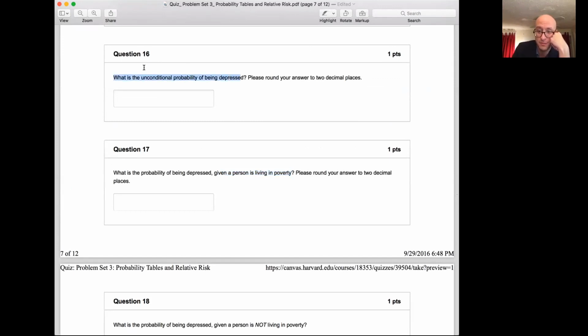This is how you're going to speed through the exam. On question 16, we just gave you that answer. We gave you the answer of the probability of being poor, which is about 0.26. So it's going to be 0.09, which is the joint probability of being depressed and poor, divided by the probability of being poor, which we just answered before. So there you go.